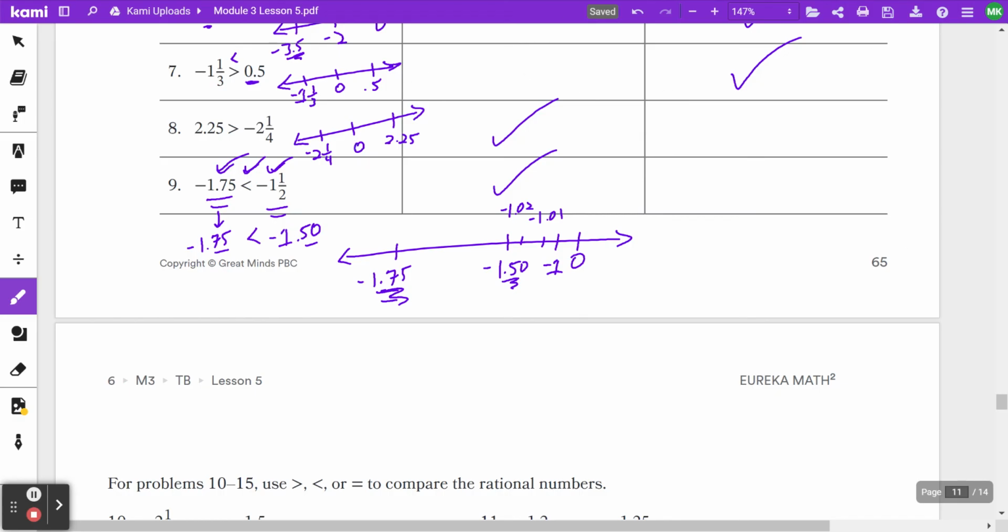Get those bugaboos on the number line, and maybe you have to convert to decimals, fractions. Make sure they match. See how I made these guys match? And you'll be in good shape.